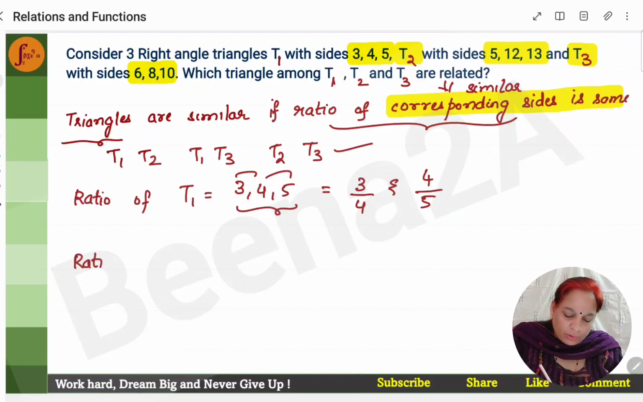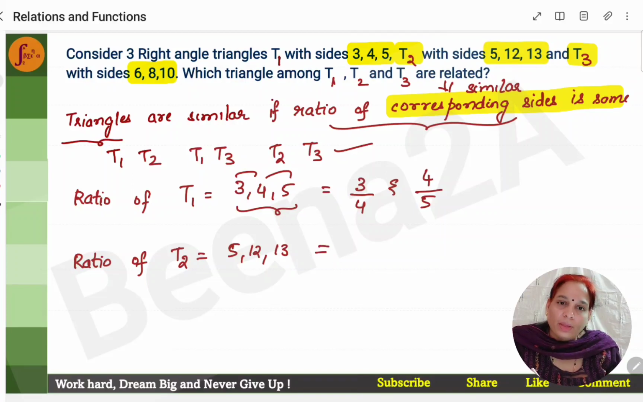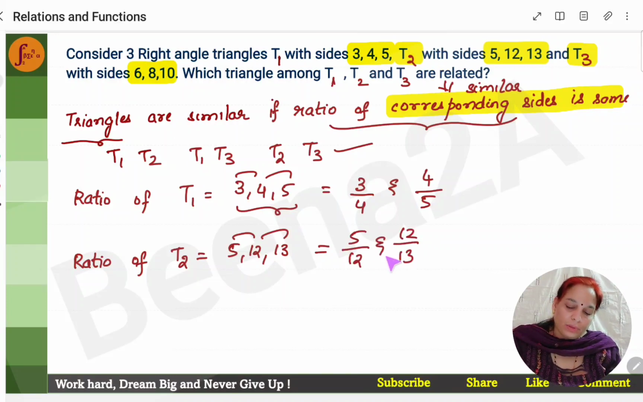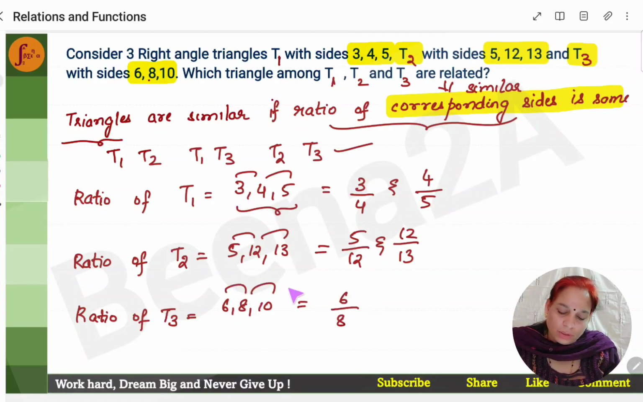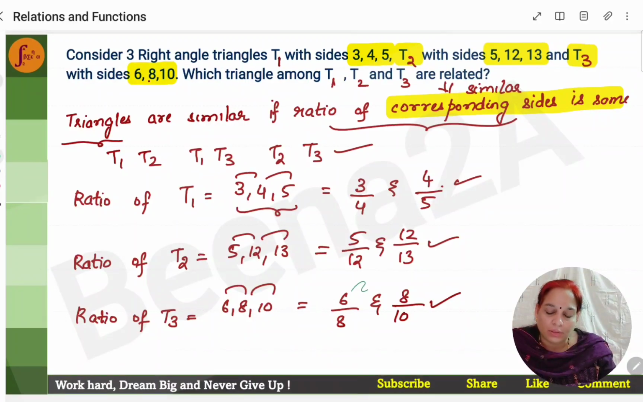Now what is the ratio of the second triangle? It is 5, 12 and 13. If you write it in ratio form, this and this, so 5 by 12 and 12 by 13. Now I'll write the ratio of triangle 3. What are the sides? 6, 8, 10. Let me write in ratio form. So it will be 6 by 8, these two and these two, 6 by 8 and 8 by 10. Now how do we know if all these ratios are the same? So you cancel this.